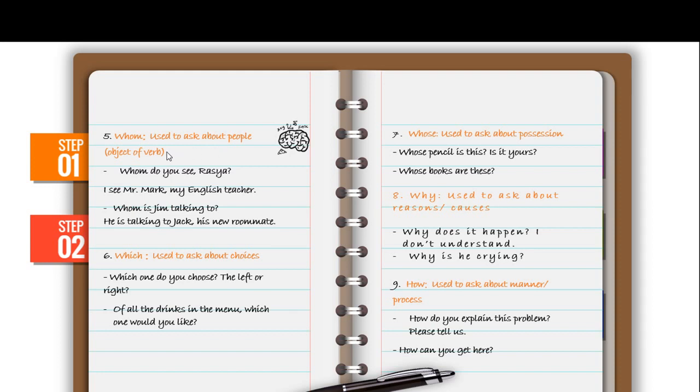It's pretty different from the first one because whom is asking someone or asking people as the object, not the subject. For example, whom do you see, Raisha? You can answer, I see Mr. Mark, my English teacher. So you are asking about Mr. Mark, where Mr. Mark is an object in this sentence.